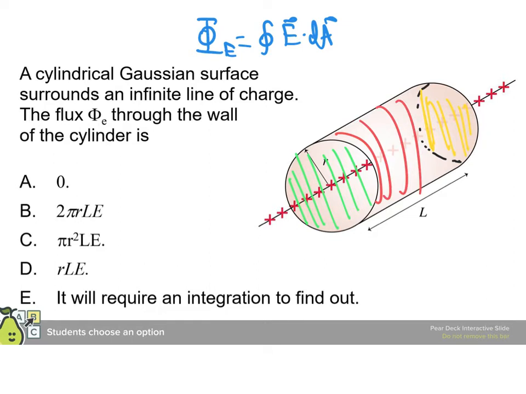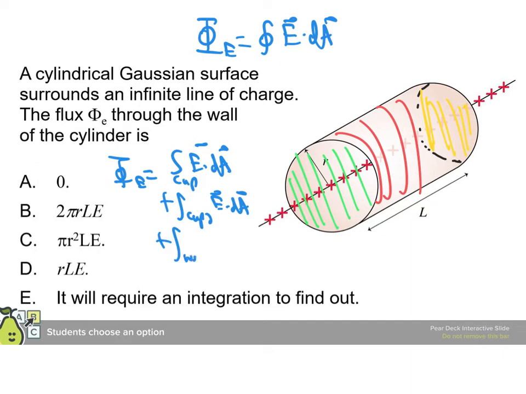So when we say that our flux is the integral of E dot dA, it's really going to be the integral over cap 1 of E dot dA plus the integral over cap 2 of E dot dA plus the integral over the walls of E dot dA. But here's our trick. We know that the electric field is coming out radially from the line, which means that it slides along the cap, but not through the cap.